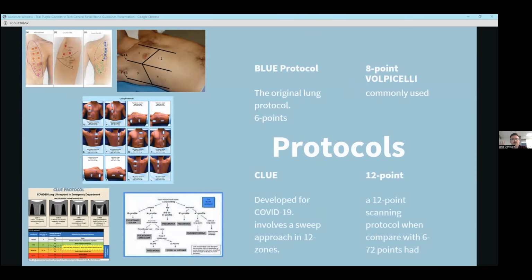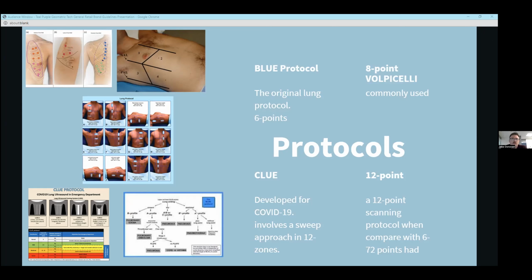So I've just chosen 4 protocols that I've come across that are the more commonly used ones to discuss. I'm not going to go into them in great detail, but just to give you an awareness that they do exist and which ones might be ones that you'd consider using in your practice.